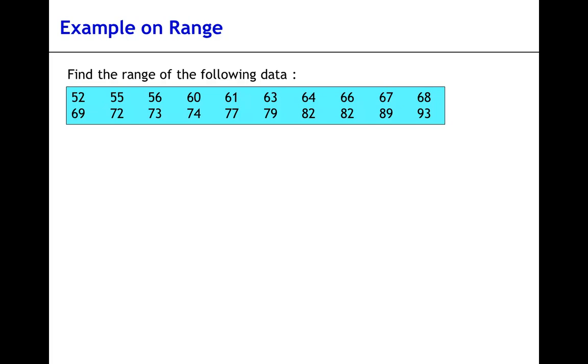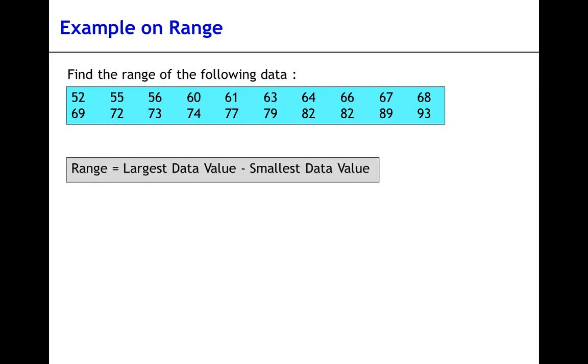In this example, we are given this data array. To find the range, simply pick the largest value, which is 93, and subtract the smallest value, which is 52, to get the range as 41.